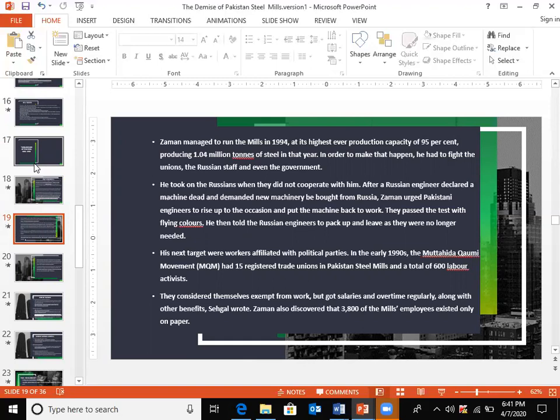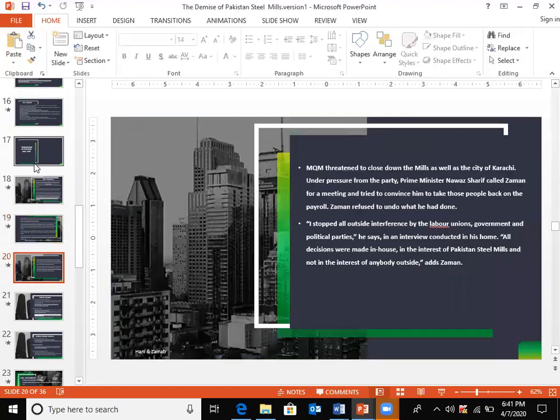And something else that was discovered was that there were about 3,800 employees that were listed on the papers and they were getting salaries, but they didn't exist. They were ghost employees. So Mr. Zaman really went after all of this, and he tried to clean up all of this mess. And this was a very difficult time for him because MQM basically threatened, and at that particular time, MQM was very powerful in Karachi, and they threatened to shut down the mill. And they got so angry. They said, not only will we shut down the mill, we'll also shut down entire Karachi.